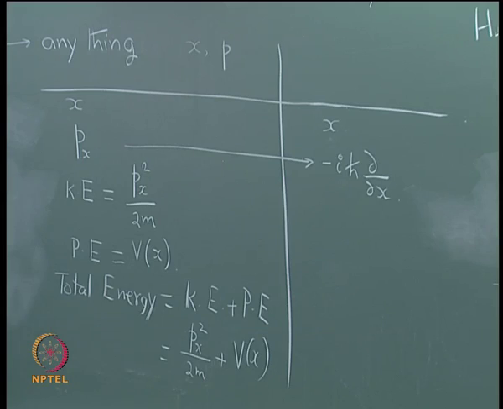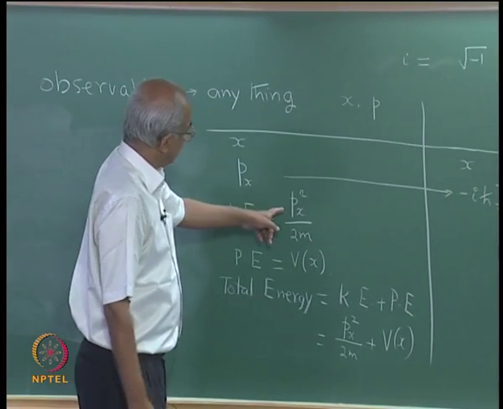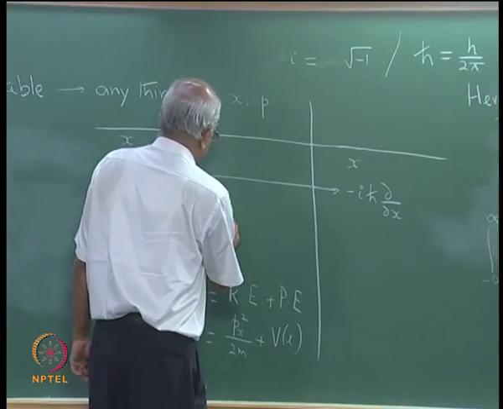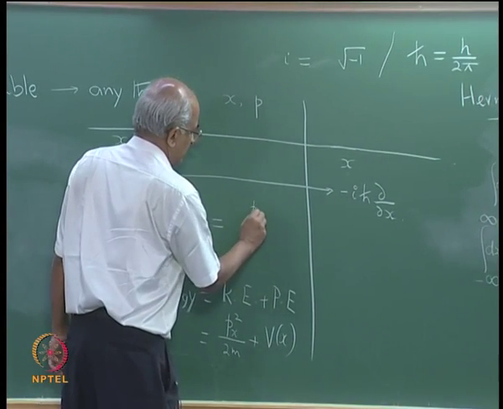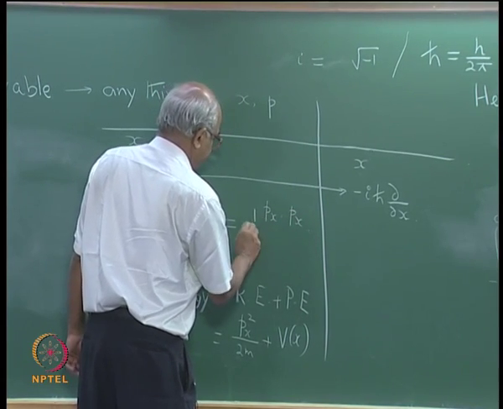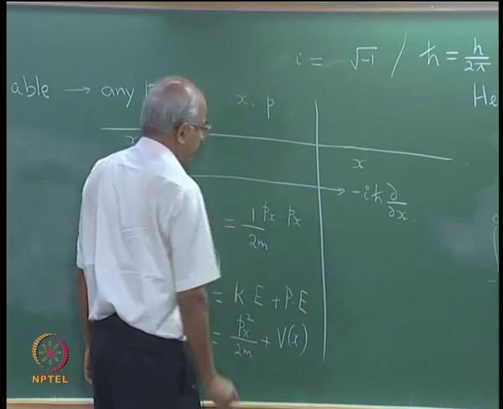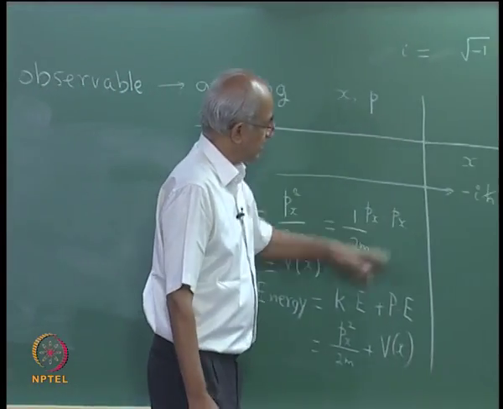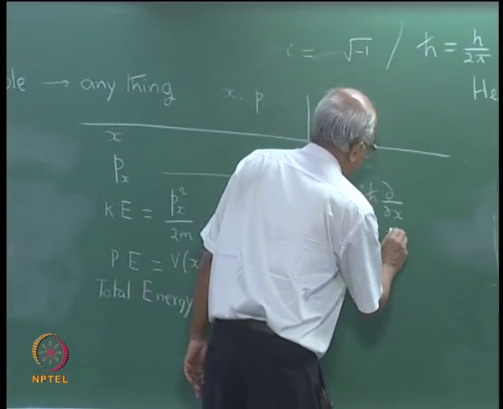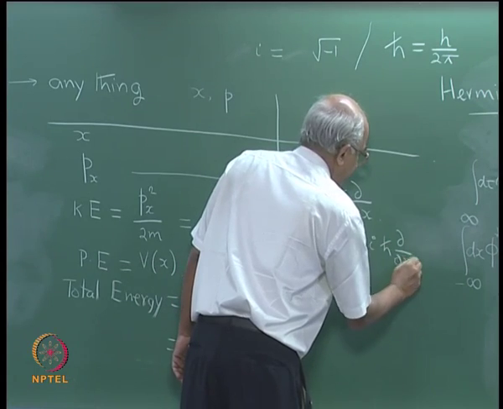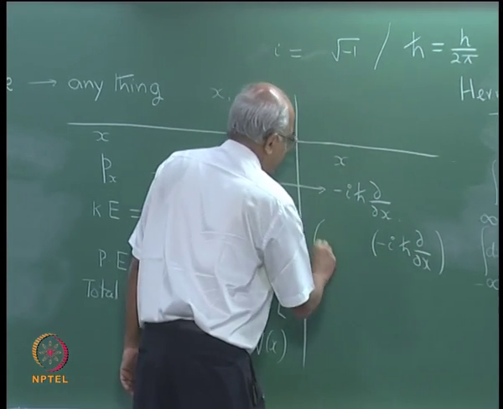Then if you have kinetic energy, it is interesting because it has px square. If you like, you can say px square is equal to px into px, that is what it is anyway, divided by 2m. And then it is clear what we should do. We have 2 px's in this expression. So, we will have 2 factors of minus i h cross dou by dou x, one followed by the other.